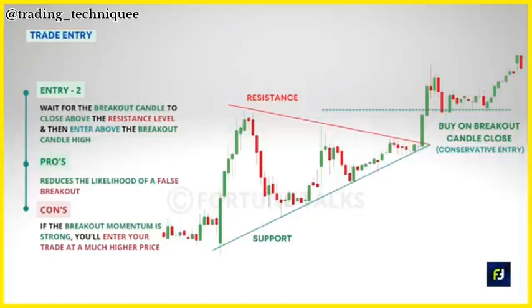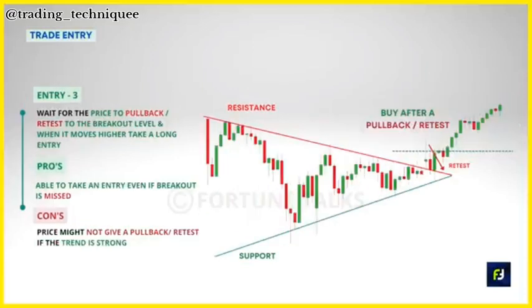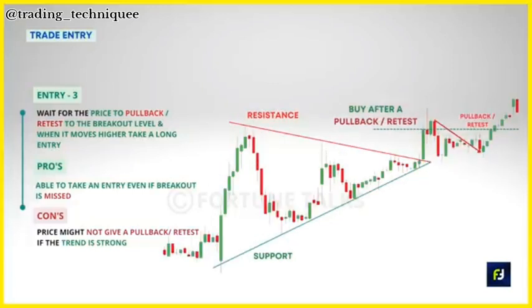Now, if you have missed both these entries, then you can even enter the market as the price pulls back or retests the resistance line of the pattern. This method can help you enter a trade even if you miss the breakout move. In this method, we have to wait for the prices to form a primary pullback or even retest the resistance turned support level and then move in the direction of the breakout. So you can take a long position when the price begins to move higher. The retest entry offers a better price than waiting for the close of the breakout candle.